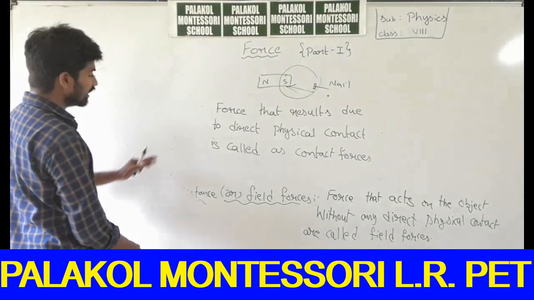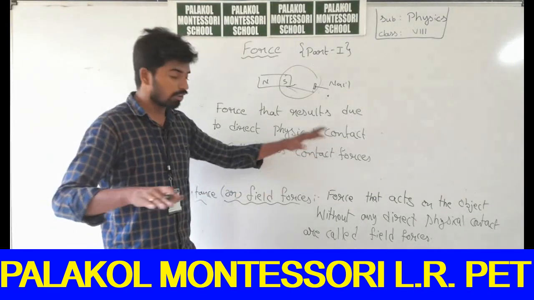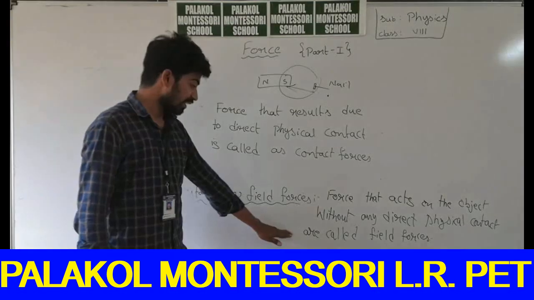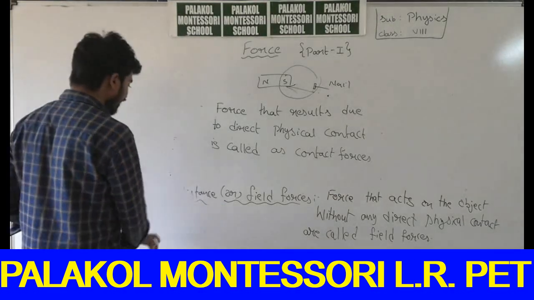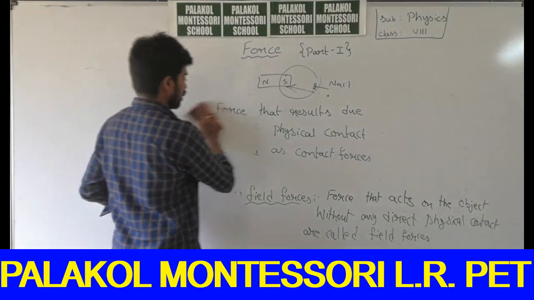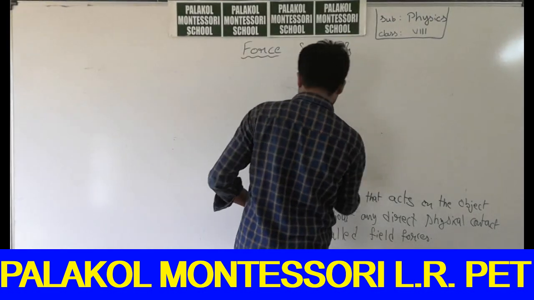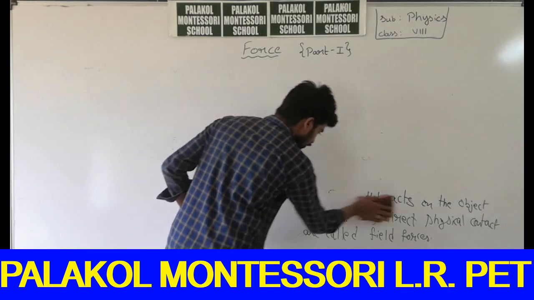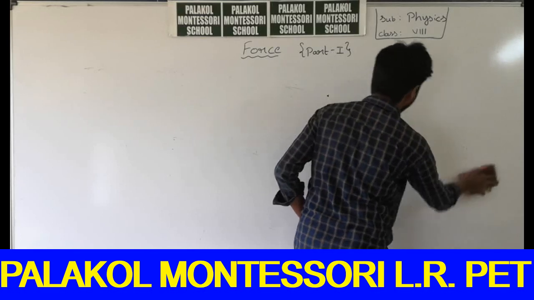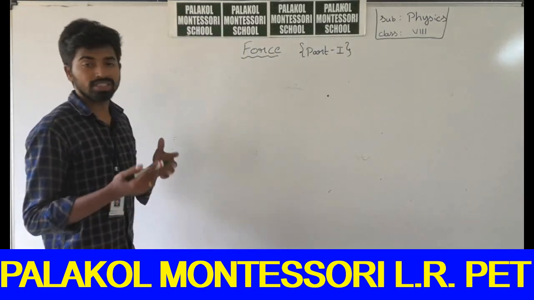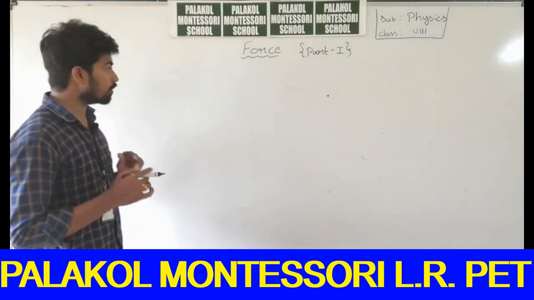So, there are different types of contact forces. There are mainly 4 types of contact forces, and there are 3 types of field forces. Let us look into that. How many types of contact forces are there? So, now we will see contact forces. The forces can be classified into 2 types: one is contact forces and another one is field forces, or force at a distance.